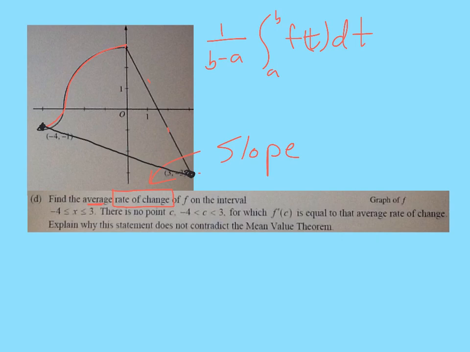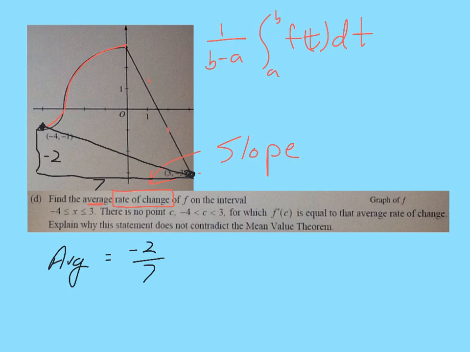So this was at -1. We're going to go down 2 to get to -3. And then we've got to go all the way. What's our run here? Well, we're at -4. We're all the way to 3. So our run is 7. So our average slope, our average rate of change, is -2 over 7.